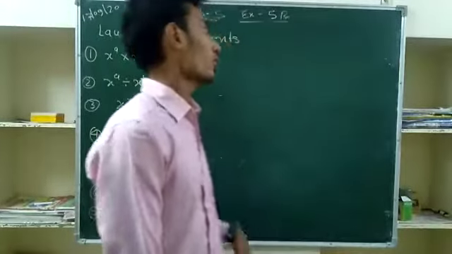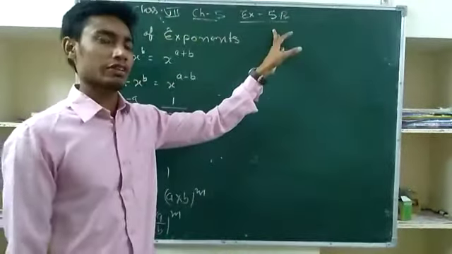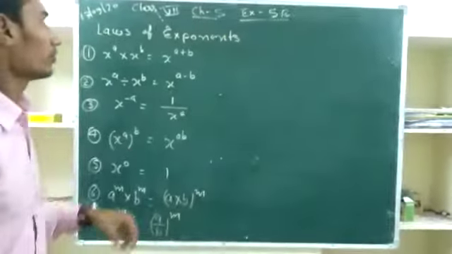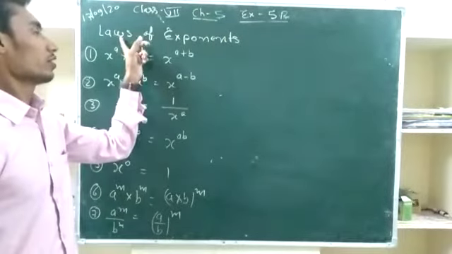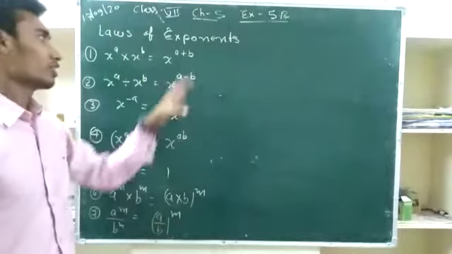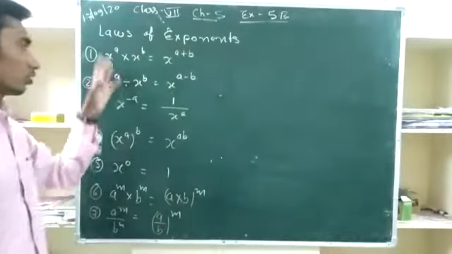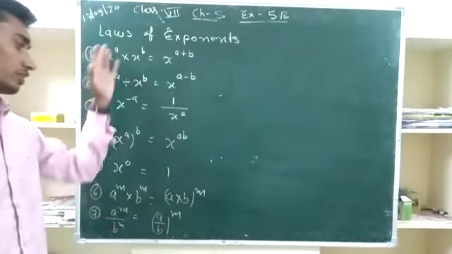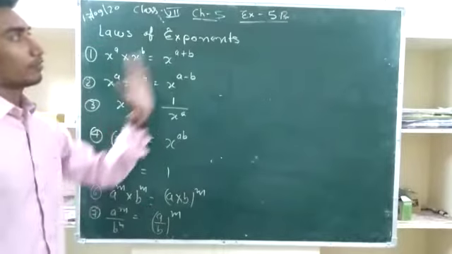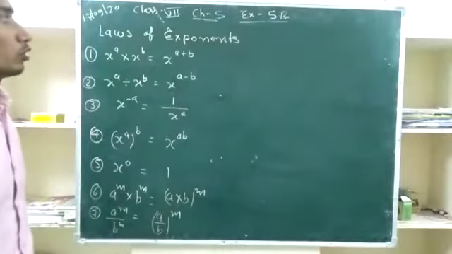So students, today we are going to start exercise 5b. Before going to exercise 5b, let's understand the laws of exponents. We have to understand some laws. There are 7 laws I have written here. We have to understand these laws first and then we will start exercise 5b. So look at the laws.